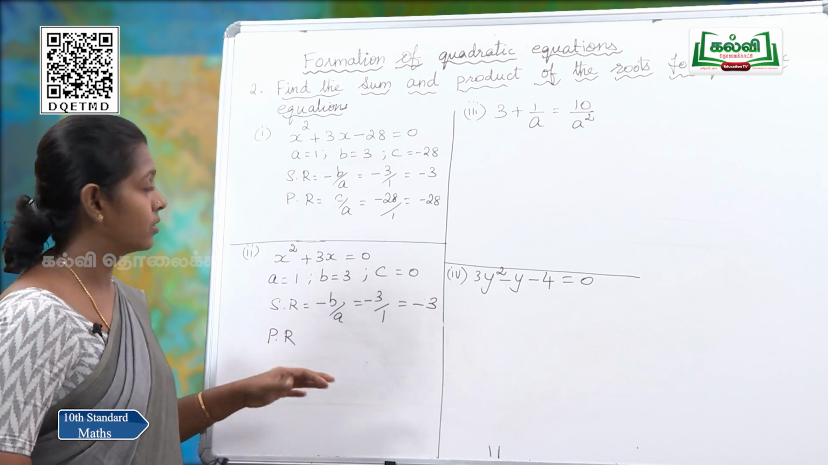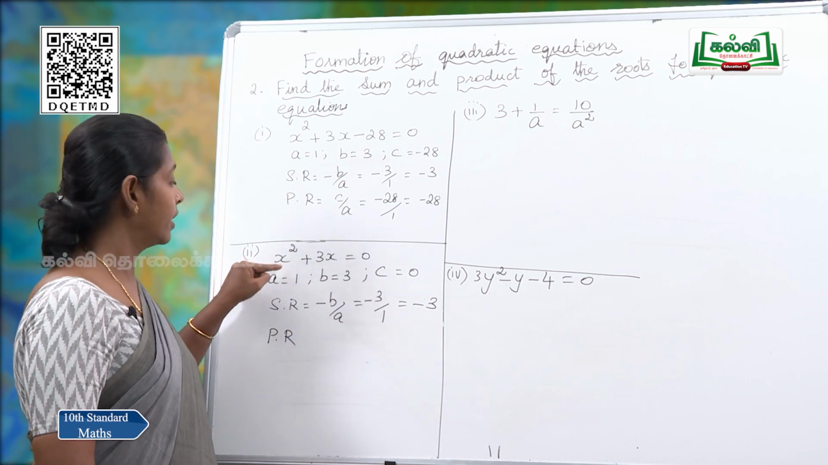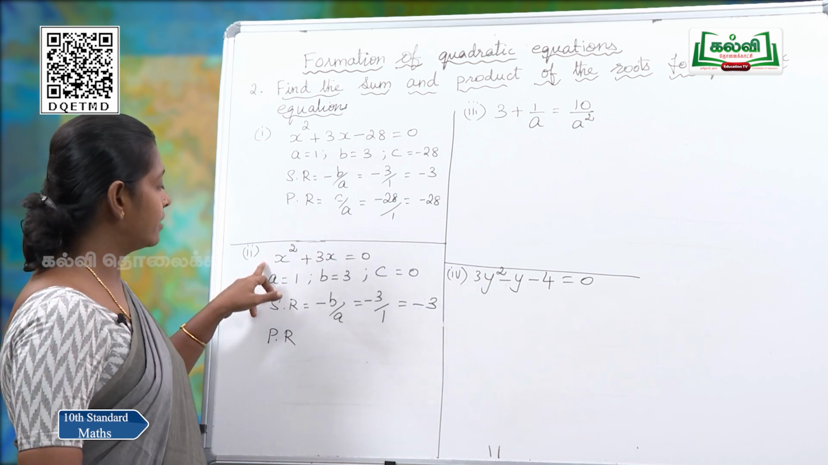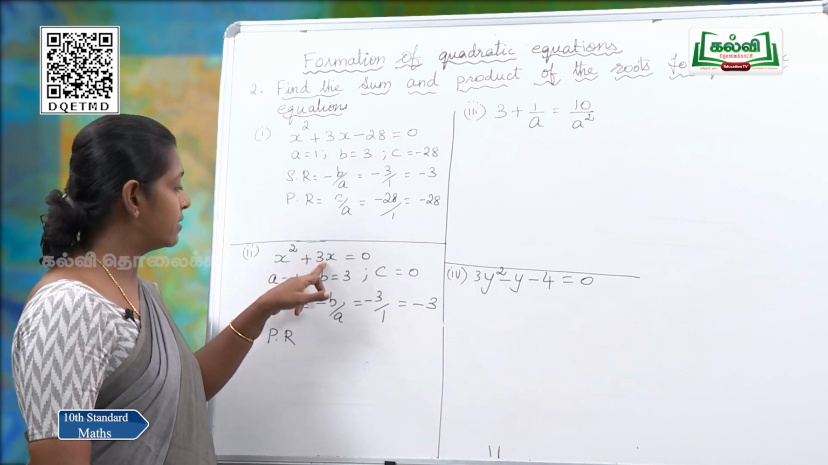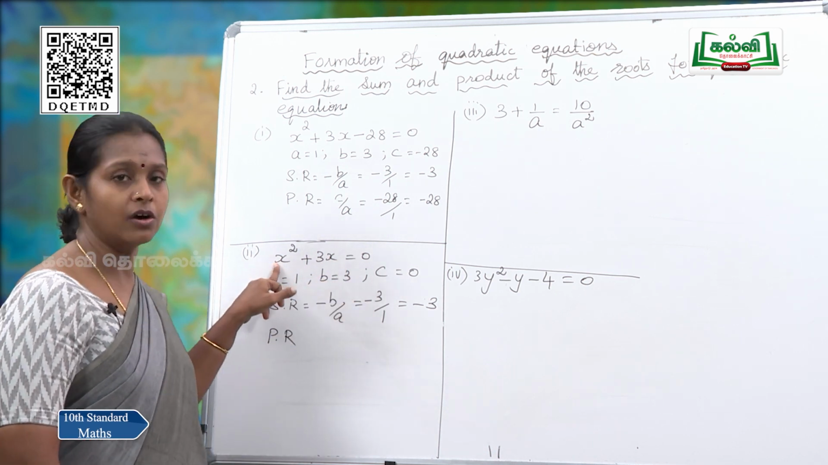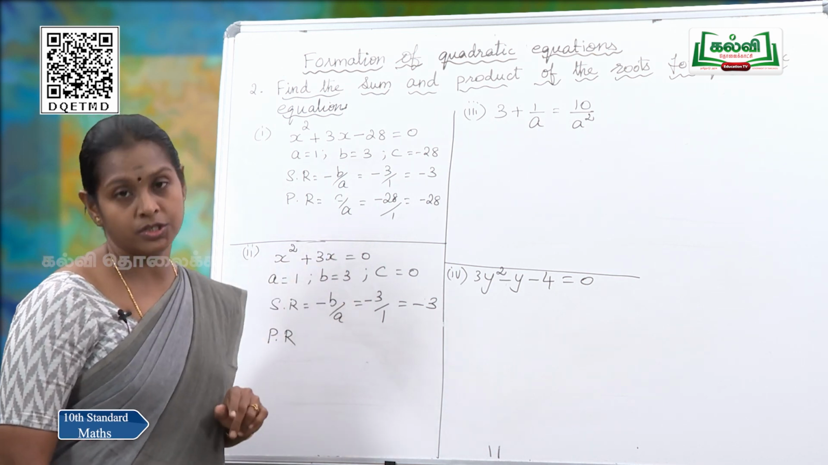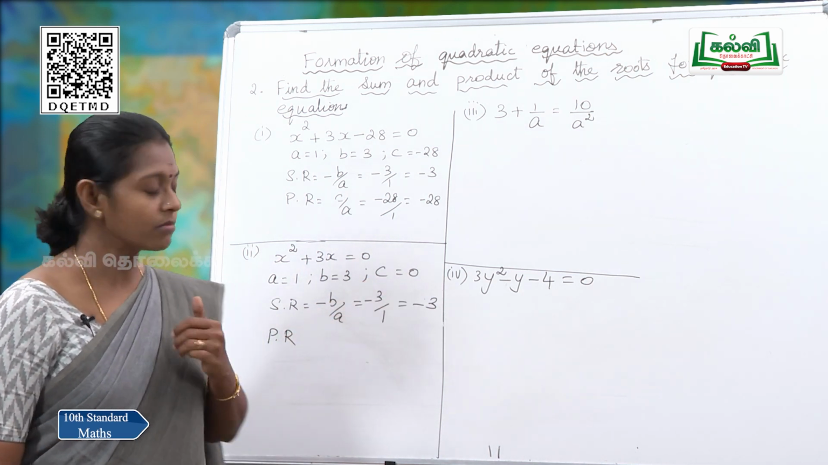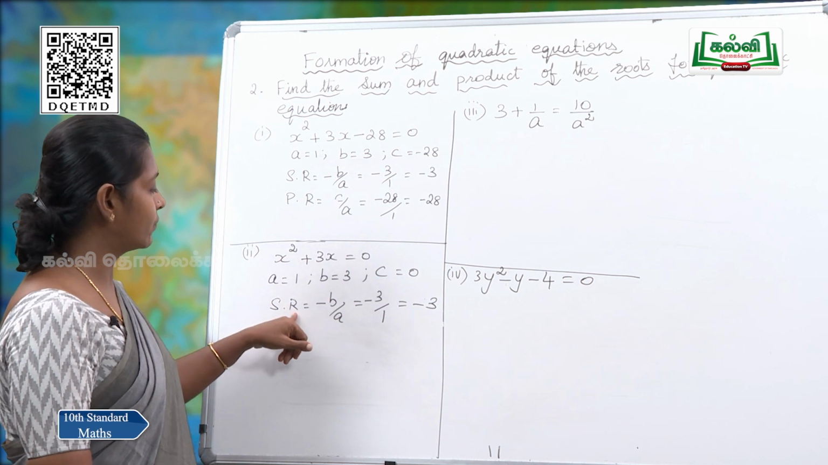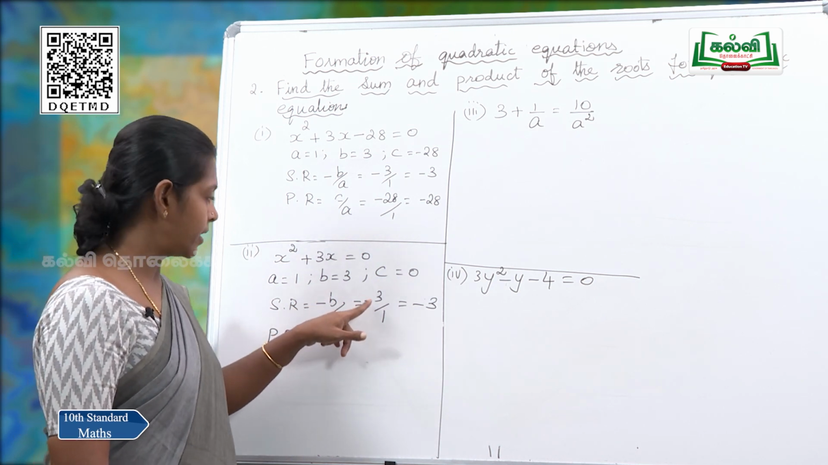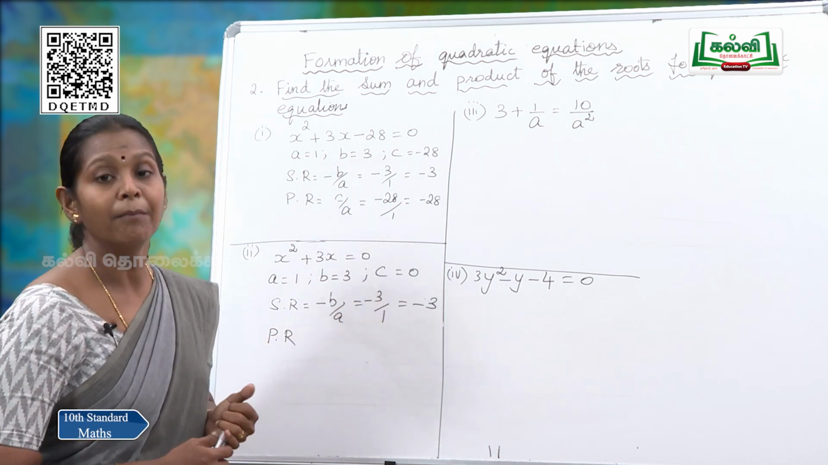Shall we start now? Take down the second question, x squared plus 3x equal to 0. So, what is A here? 1. What is B here? 3. But there is no C. See the question? It is arranged in the order, but there is no constant. So, we have to take C is equal to 0. And what is the sum of the roots? Minus B by A, which is equal to minus 3 by 1, nothing but minus 3.